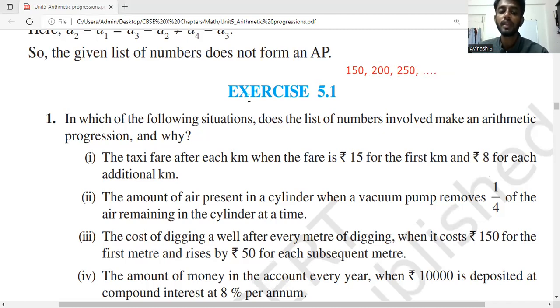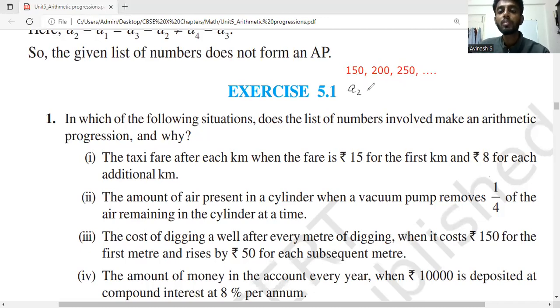So this is something that we need to do. The cost of digging a well after every meter of digging: after the first meter of digging, it is 150. After 2 meters of digging, there is 50 rupees more. If you read the question, you'll understand. It rises by 50 rupees for each subsequent meter. For the next one, it is 250 and so on.